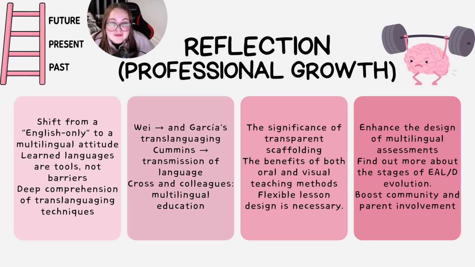Important theories that have shaped my understanding of how students acquire several languages are translanguaging and Cummins' interdependence theory. Cross, Slaughter, Garcia, and Wei's readings have all reaffirmed the value of multilingual teaching methods. My understanding of the value of transparent scaffolding, visual aids, and adaptable lesson design was further enhanced by my peer teaching experiences, which was really fun. I've discovered that deliberate planning and a strong emphasis on student identity and inclusion are necessary for successful bilingual instruction.